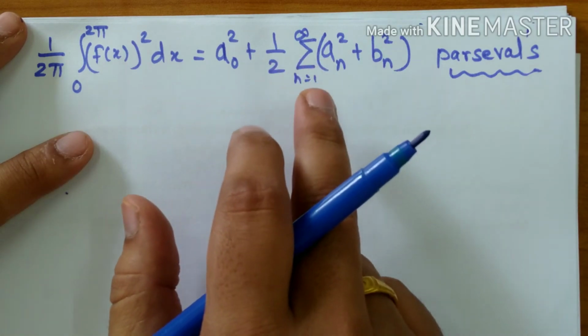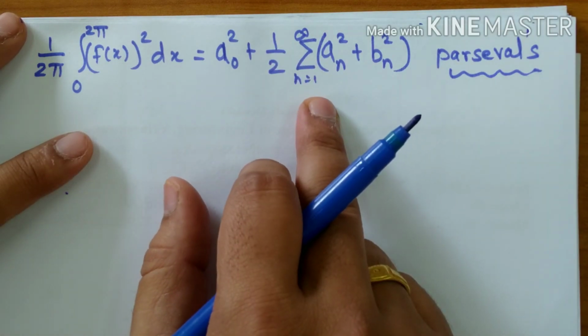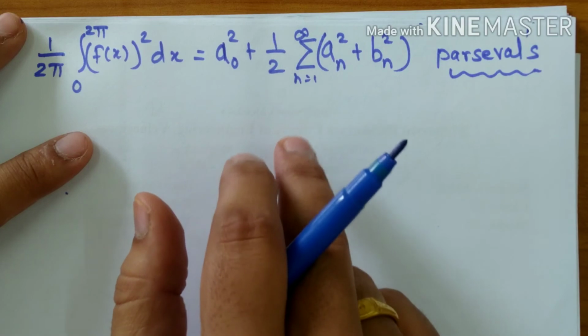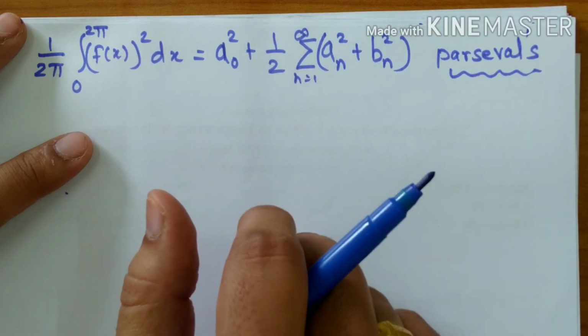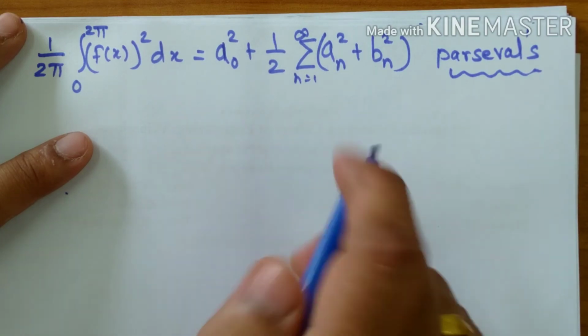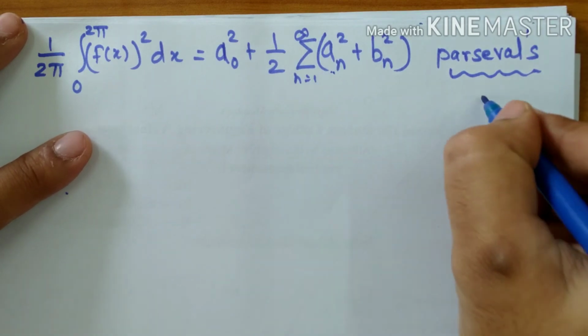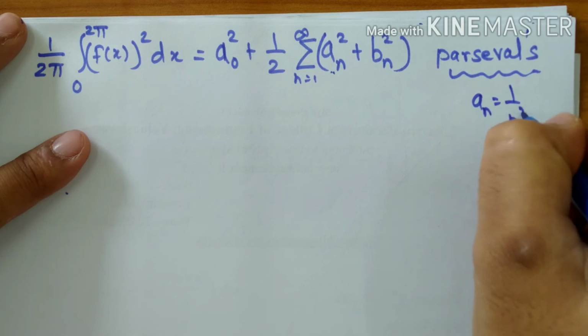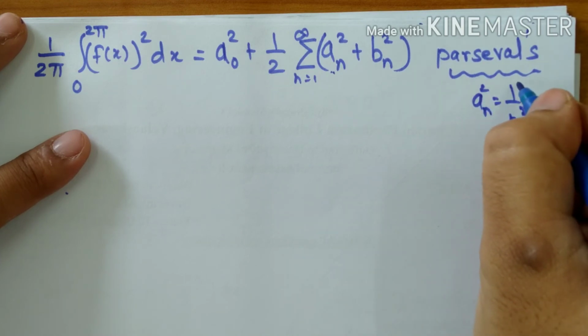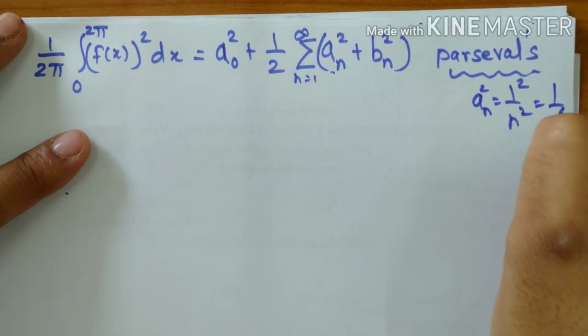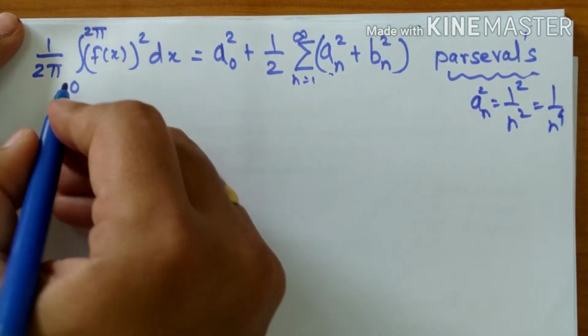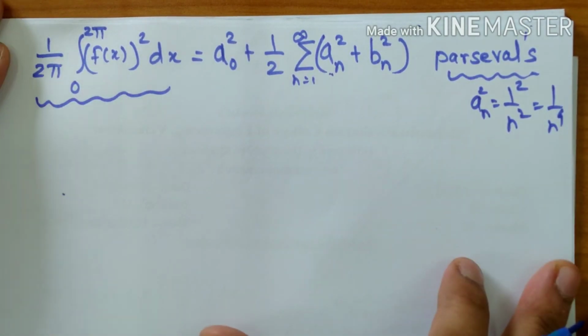Why do we require the Parseval's identity? Because there we required 1 upon 1 raised to 4, 1 upon 2 raised to 4, 1 upon 3 raised to 4, and this is possible if we square the an, because in this problem the value of an is 1 upon n square. So when I square on both sides, we have 1 upon n raised to 4 on the right hand side. Okay, so here we need to first work out the left hand side.